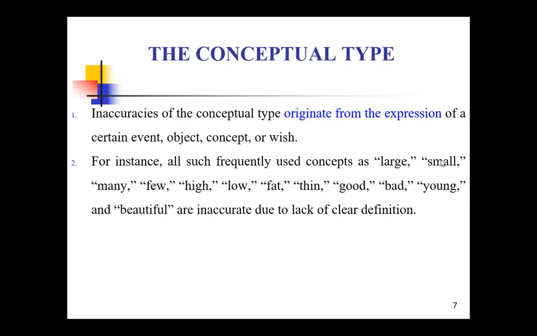A large may be 100 or 200, that I don't know. A small may be 10 or 20, whether it is 10 or 20, I don't know. I am going to call him a fat man, but how much fat he is. If I represent him as thin, how much thin he is. How good a person is, or how bad a person is, I am not going to quantify that. So these are all inaccurate. Where do these inaccuracies come from? Because of lack of clear definitions. I am not going to define it clearly, and because of that only these inaccuracies exist, and this type is called the conceptual type.